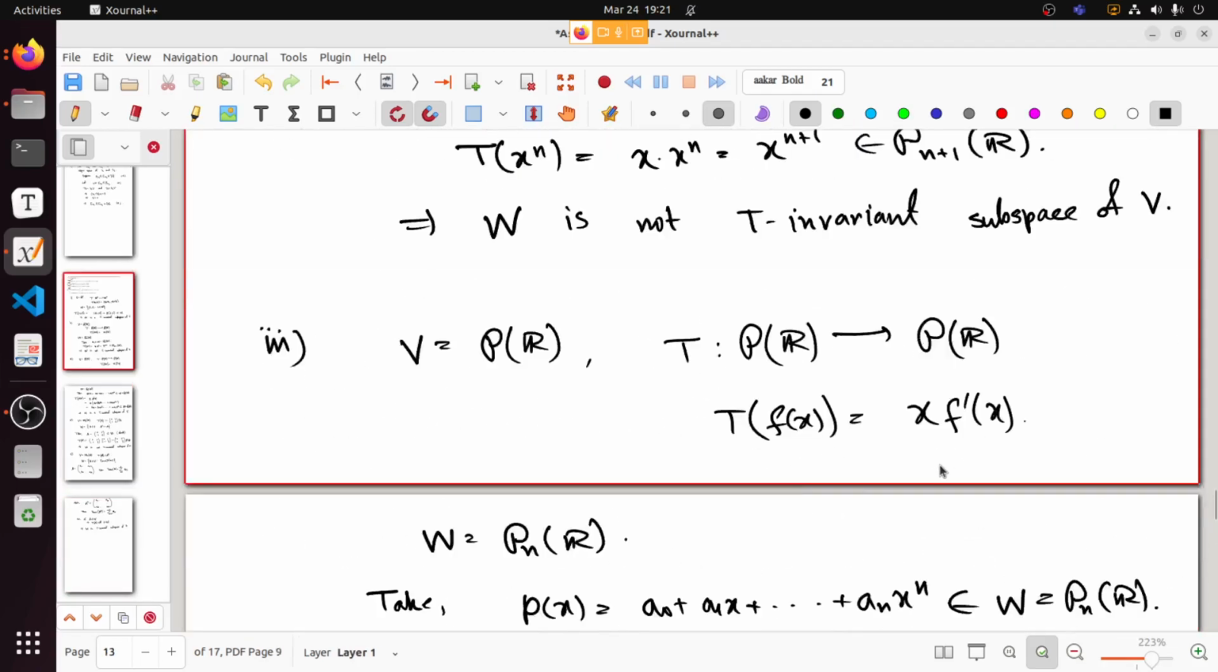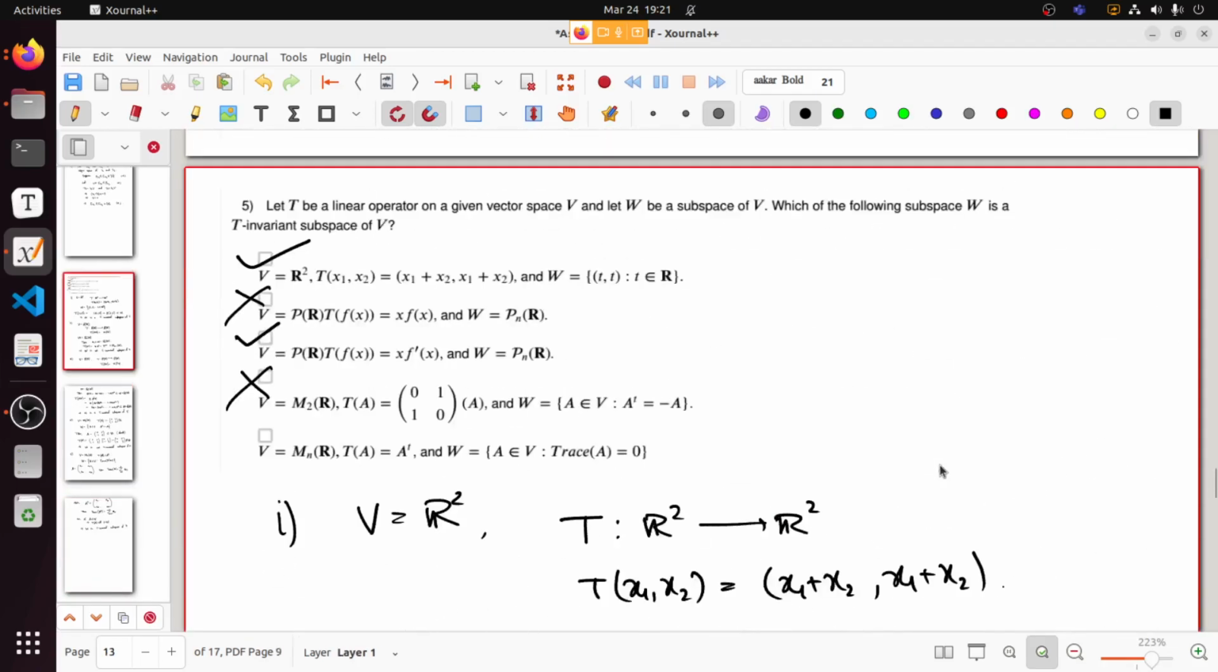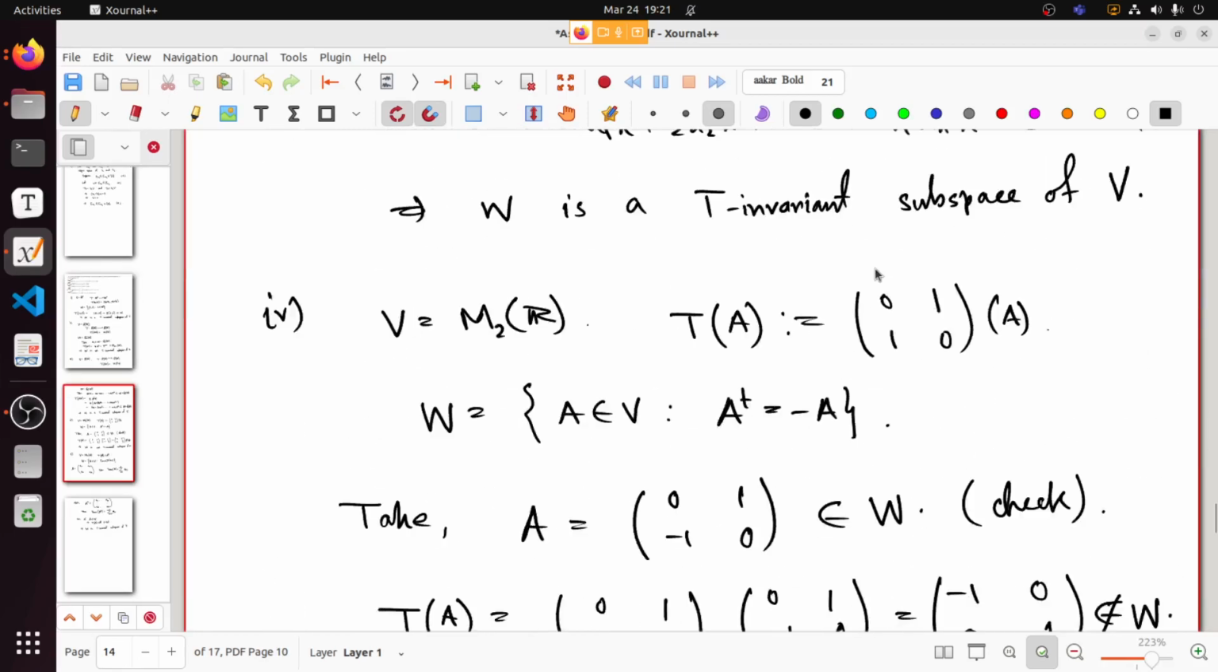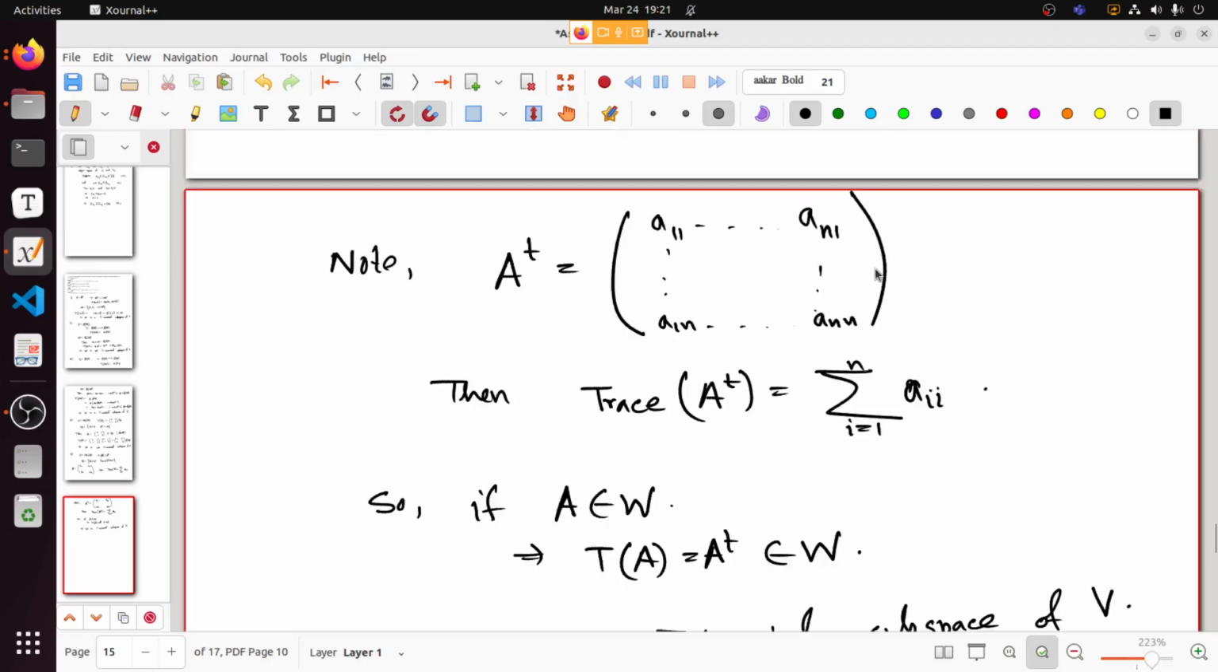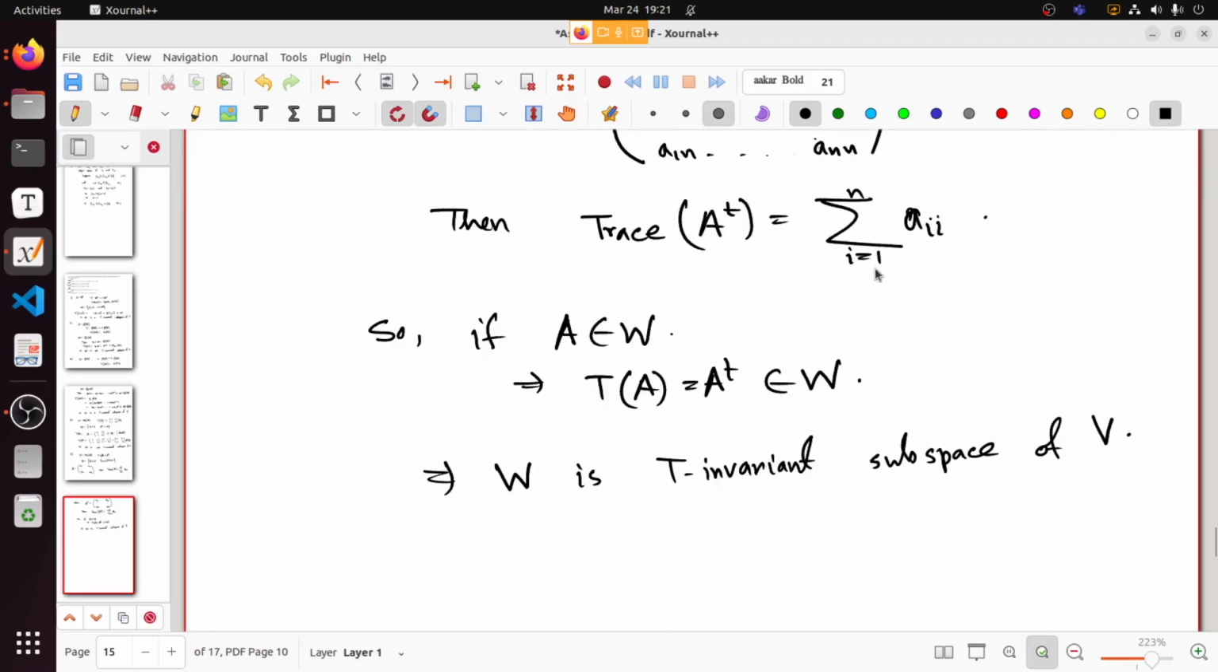So option number 5 is true. W is trace A equals 0, so all trace remains the same. If trace of A is 0, then trace of A transpose is also 0.